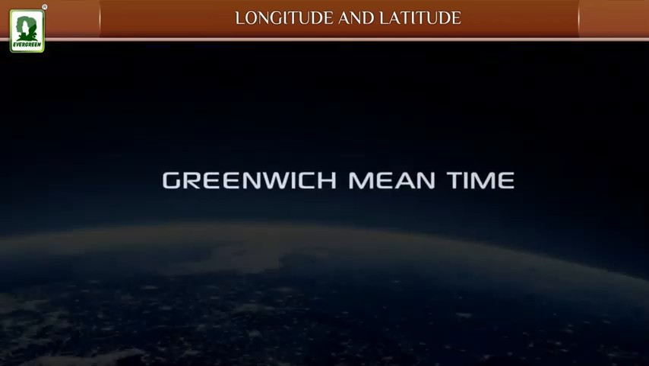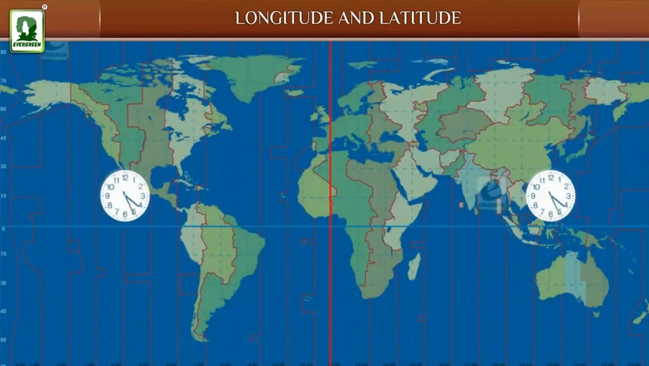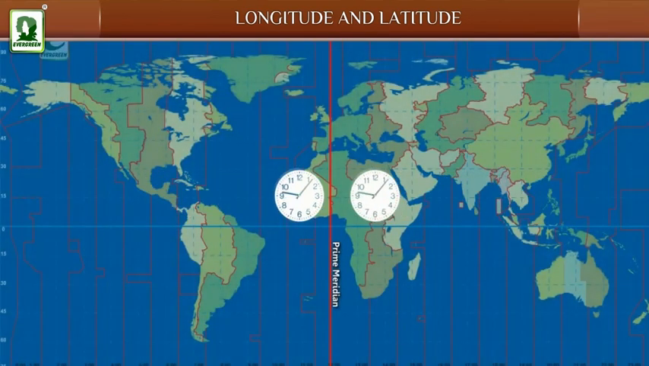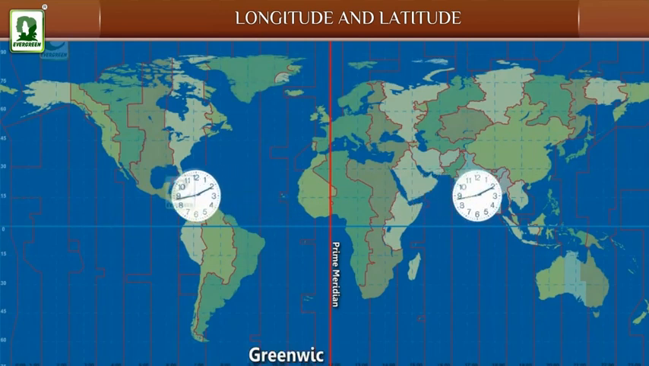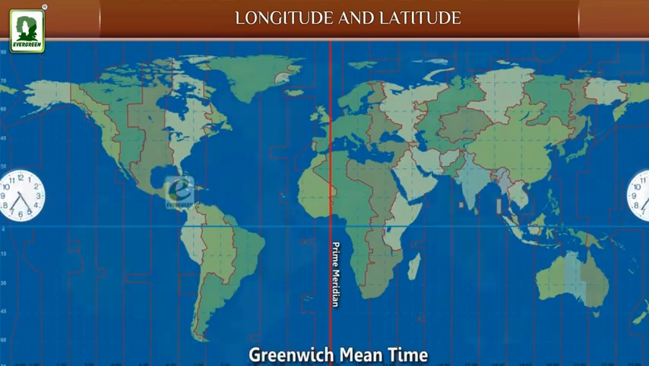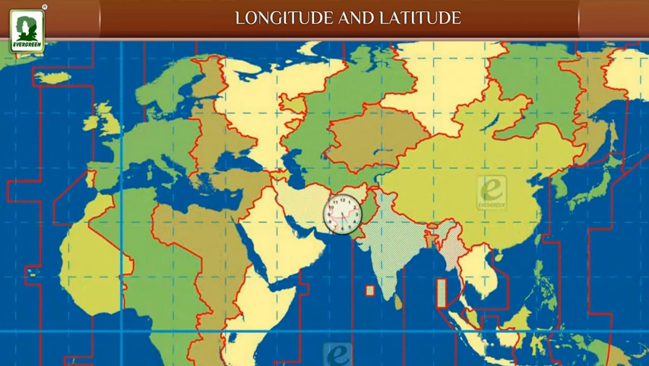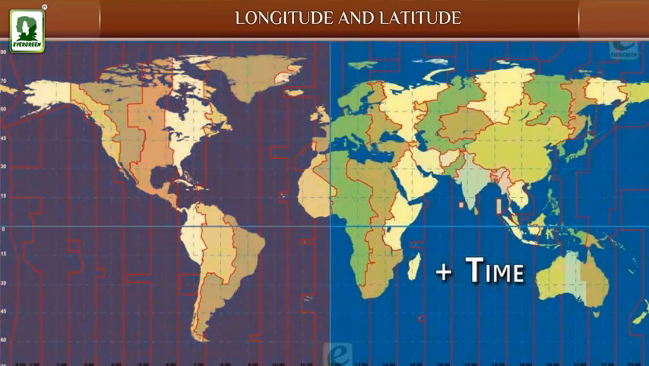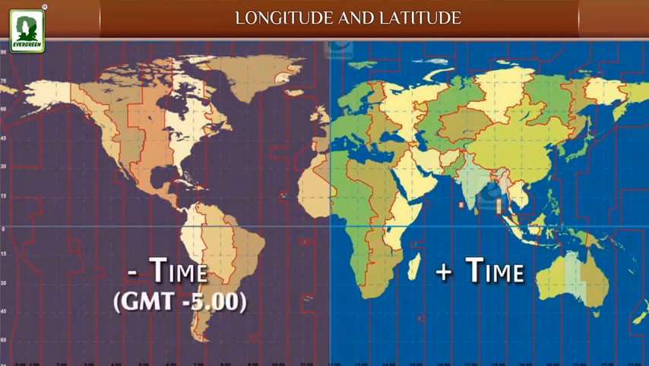Greenwich Mean Time. The time along the prime meridian in Greenwich, England is known as Greenwich Mean Time or GMT. In India, we are 5.5 hours ahead of GMT, that is GMT plus 5:30. Whereas, the east coast of the United States is 5 hours behind GMT, that is GMT minus 5.